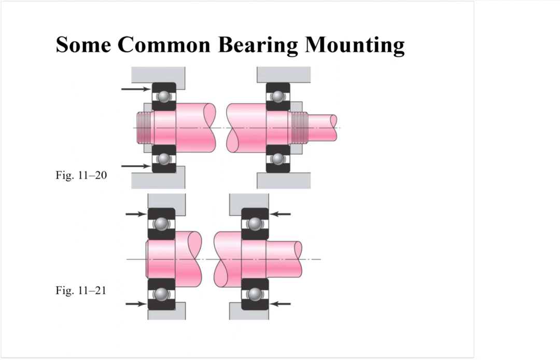Here's some common bearing mountings. This is the same shaft. This isn't two different shafts. This is one shaft, and they're just showing that the shaft is a lot longer than shown in the picture. Figure 11.10, this is radial loads only, or I would say, no, they're showing thrust in one direction. The second one is thrust in two directions.